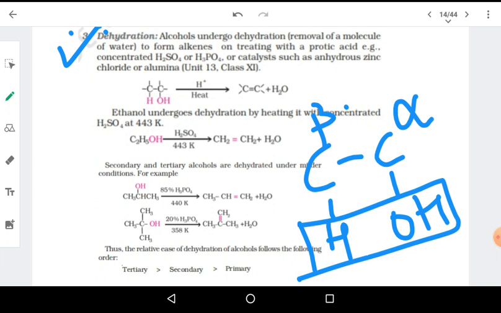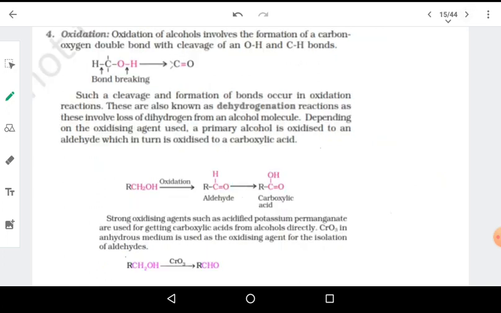So dehydration is basically a beta elimination reaction, because from the alpha and from the beta carbons, groups are moving out. That is why it is known as a beta elimination reaction. We have already studied many beta elimination reactions previously, so kindly check the previous videos for that. Let us now talk about oxidation.